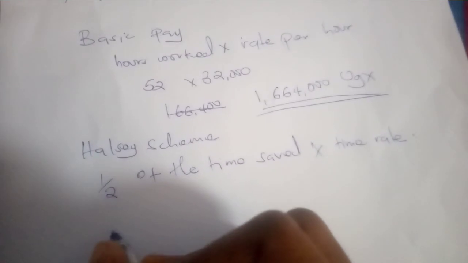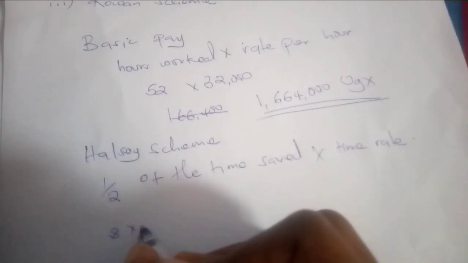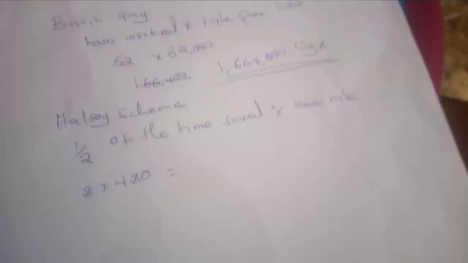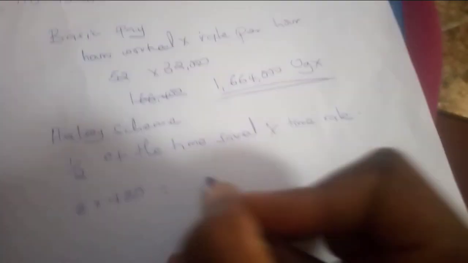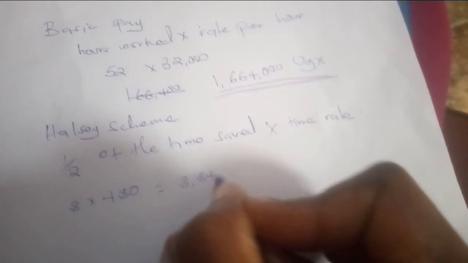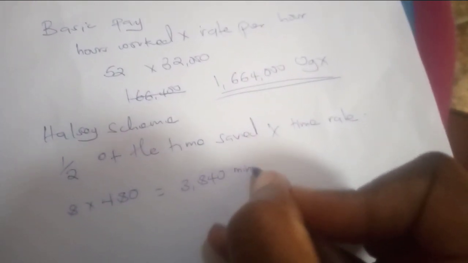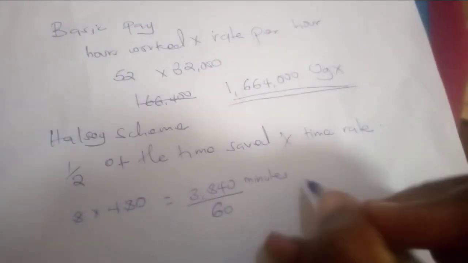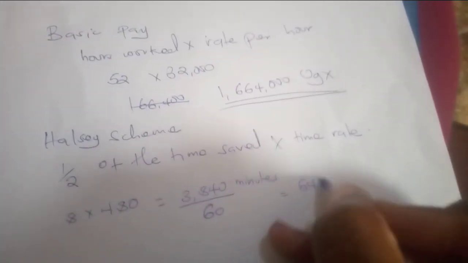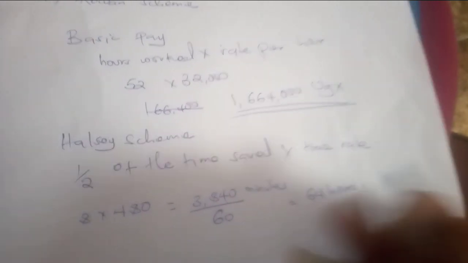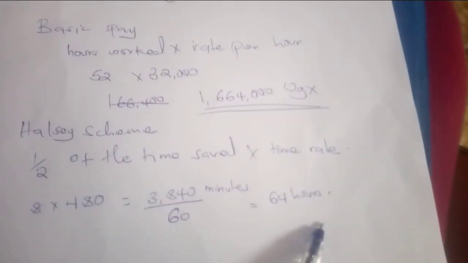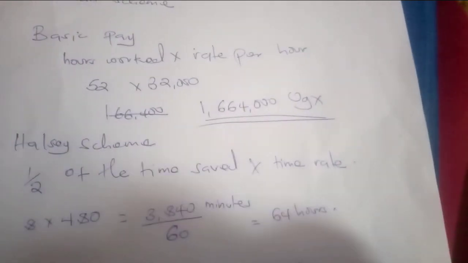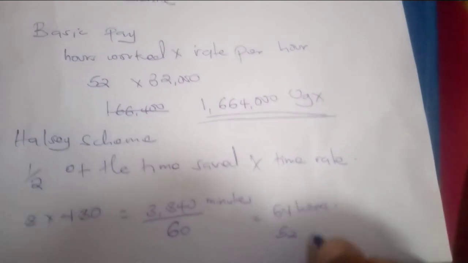So it will be 8 times 480, which is going to be 3,840 minutes. But it's supposed to be in hours, meaning we divide by 60 to get the hours, and this is going to be 64 hours. So this person was supposed to take 64 hours to produce 408 units, but instead the person used 52 hours.